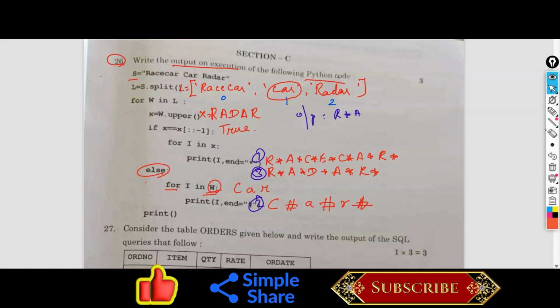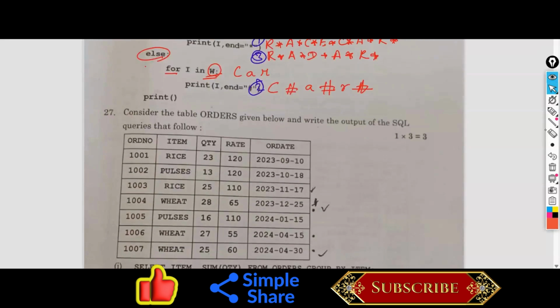R star, A star, E, C, A, R star. And on the second line it will be printing C hash, A hash, R hash. And on the third line it will be printing R star, A star, D, A star, and R star. Radar. Okay, so this is how your output will be. Hope you all understand. Let us move on to the next question quickly.